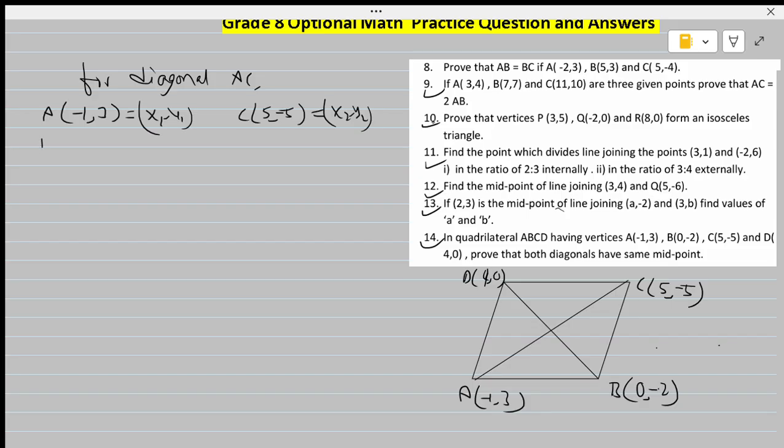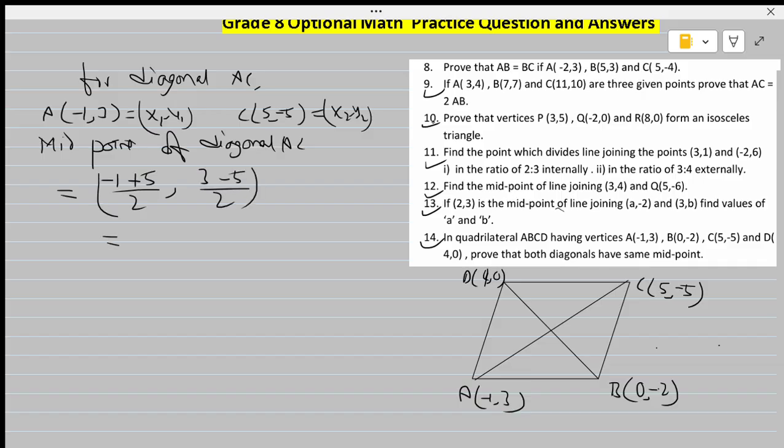Now find its midpoint. The midpoint of diagonal AC is (x1 + x2)/2, (y1 + y2)/2, with x1 = -1, x2 = 5, y1 = 3, y2 = -5. So 5 minus 1 is 4, 4 by 2; 3 minus 5 is minus 2, divided by 2. So we get (2, -1): 4 by 2 is 2, minus 2 by 2 is minus 1. So the midpoint of the first diagonal AC we have found, and now we're finding the midpoint of the other diagonal, BD.